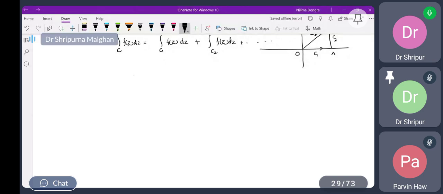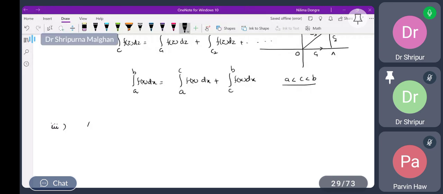Definite integral property: integral from a to b of f of x dx is equal to integral from a to c of f of x dx plus integral from c to b of f of x dx, where c lies between a and b. Okay, but this you already know. The same property is extended. So, the third property.